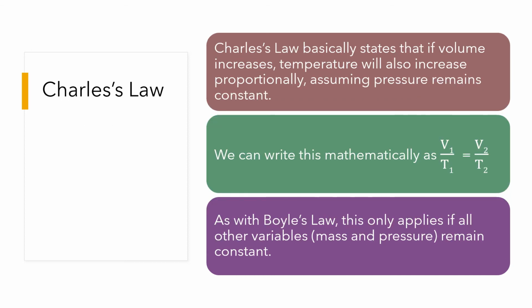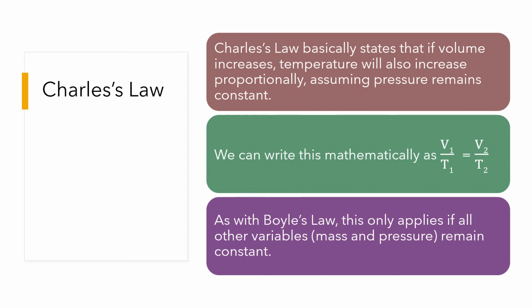Getting back to Charles' law, the simple version of the law is that when volume increases, temperature must also be increasing, assuming that pressure and mass are kept constant. As with Boyle's law, this works in reverse as well. If volume decreases, temperature must also decrease, and so on and so forth. This law can be written mathematically as V1 over T1 equals V2 over T2, which means that the initial volume of gas divided by its initial temperature will be equal to its changed volume divided by its changed temperature.